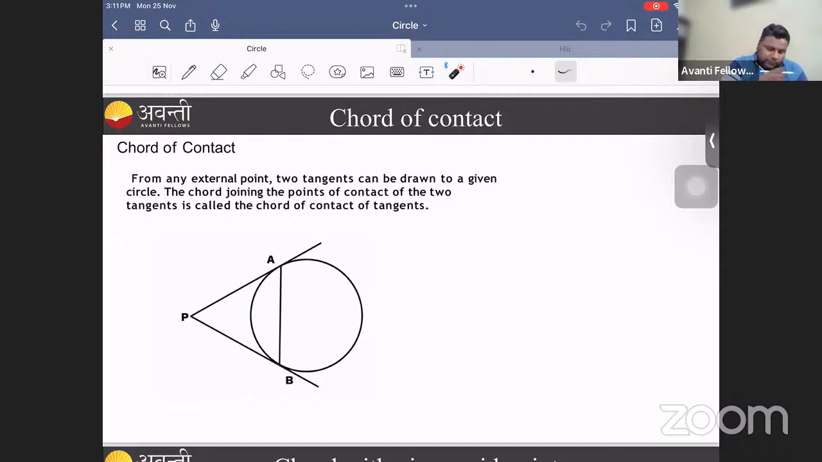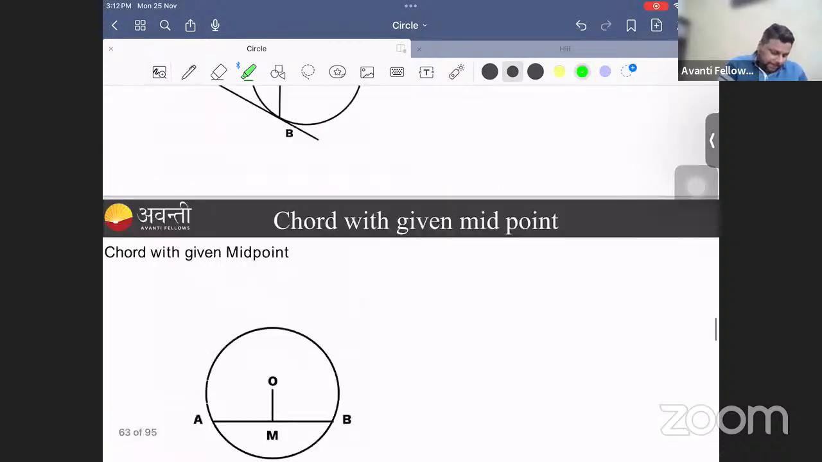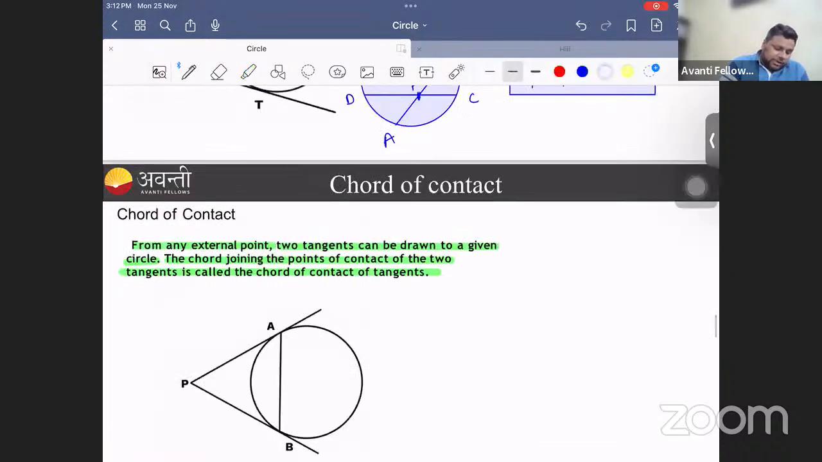So now we are here with the chord of contact. What is a chord of contact? If from an external point you draw two tangents to a circle which meet the circle at A and B, then the line joining AB is called the chord of contact. So from any external point, two tangents can be drawn to a given circle. The chord joining the points of contact of the two tangents is called the chord of contact. Am I clear?